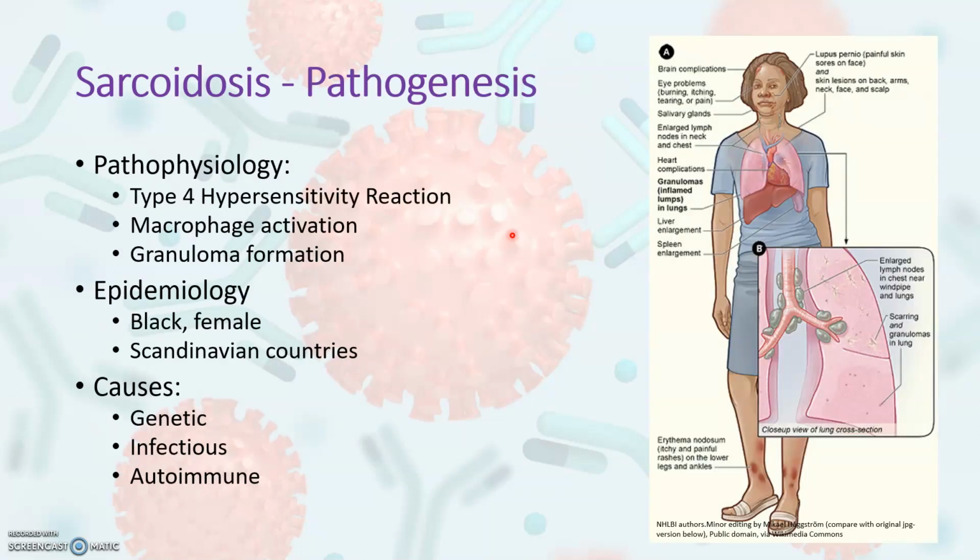This is sarcoidosis. It's a type 4 hypersensitivity reaction. The activation of the T cells leads to further macrophage activation and granuloma formation. Epidemiologically, this is seen in black females and is also prevalent in some Scandinavian countries. We're not sure of the cause, but we think it could be genetic or some sort of chronic infectious disease such as a systemic fungal infection or mycobacterial infection, and there's clearly also an autoimmune component.